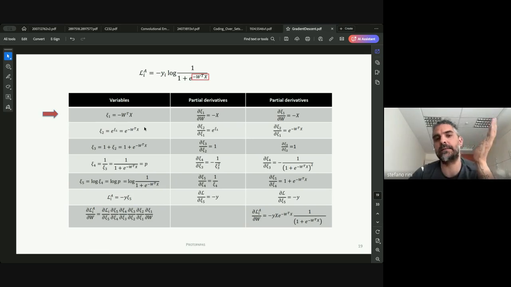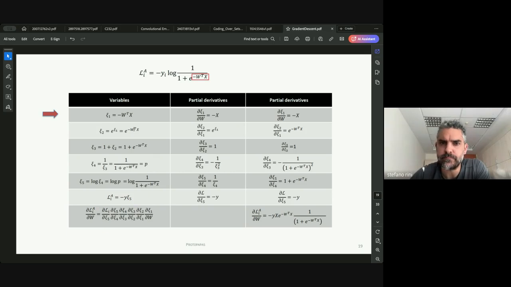And this is like saying that if this was minus omega times x, the derivative with respect to omega of this function will be minus x, which is what you would expect in the scalar case, right? So we go through these rules, right? So the second one is for the exponential.